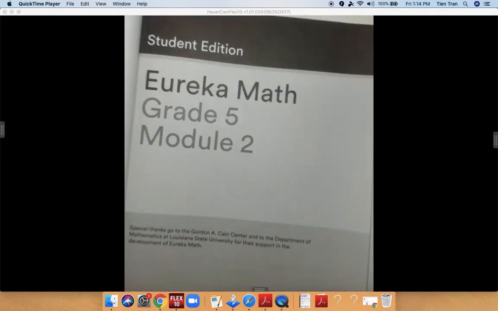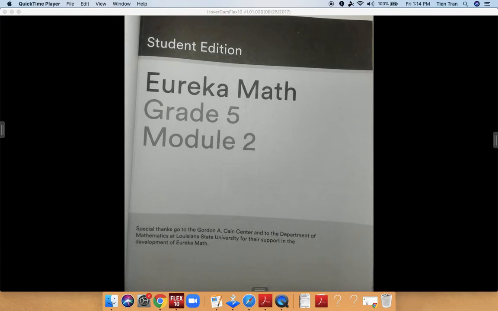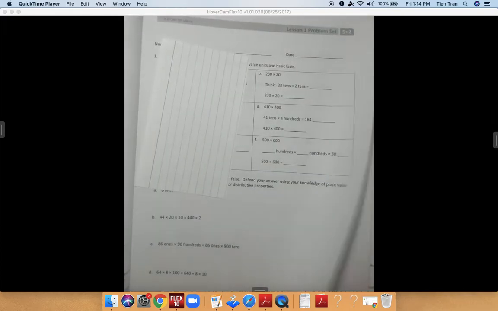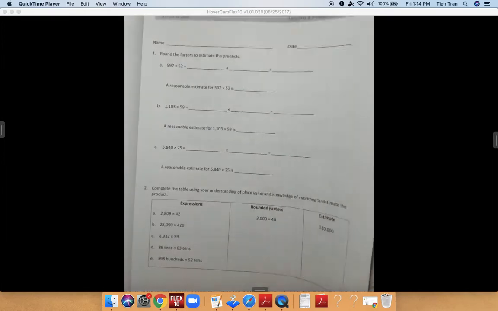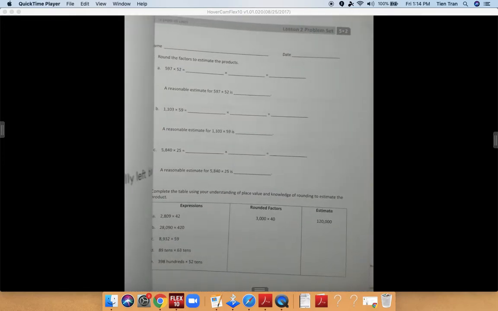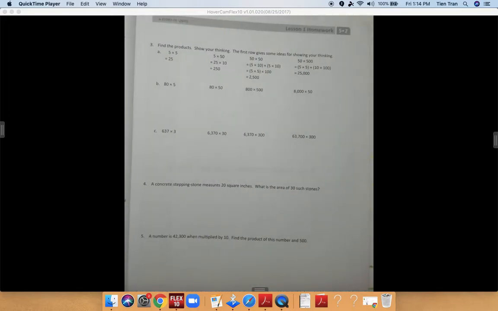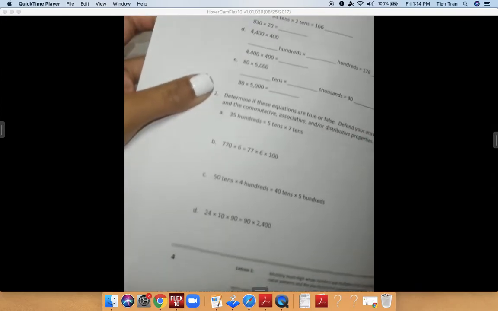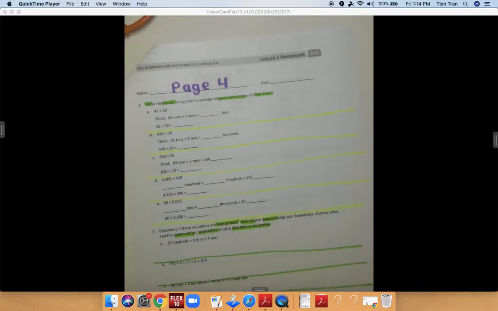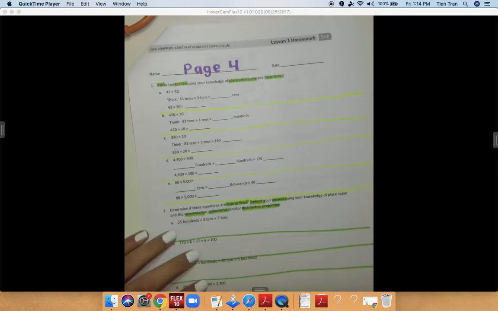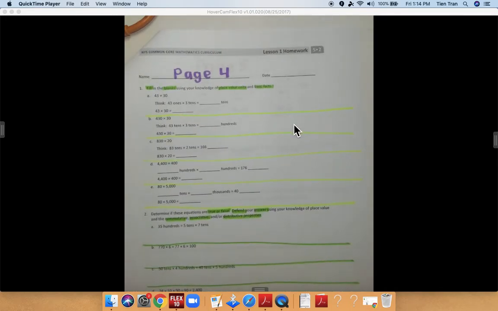And notice that there is this page that says Module 2, Your Math Grade 5, Module 2. Flipping past the problem set, and I am going to be on the homework, which is right here, lesson 1 homework. Okay, and this is what it looks like, and if you look on the bottom, it's on page 4. So that's how you get there. Now I'm going to zoom back in so you guys can see this more closely.